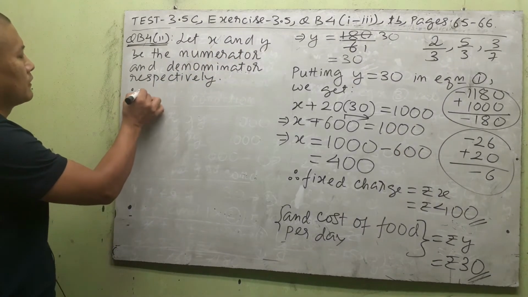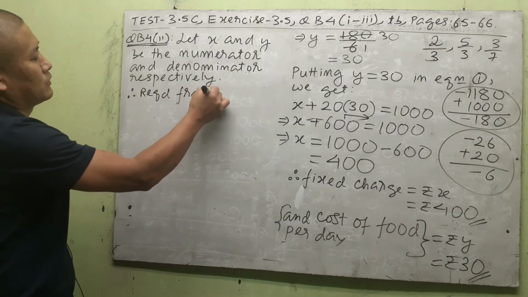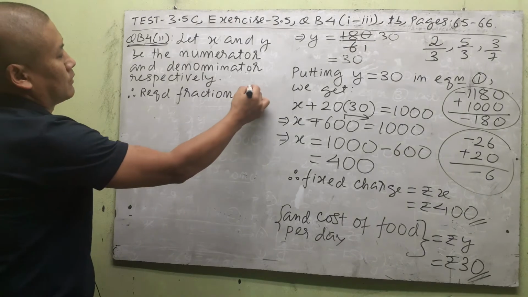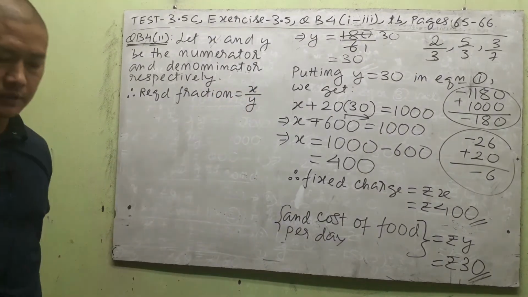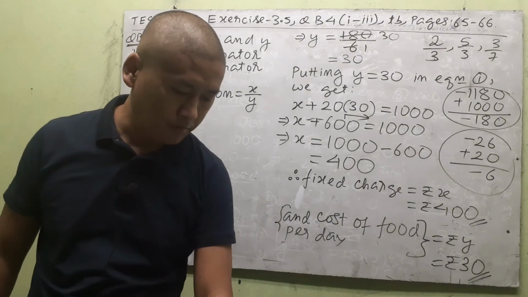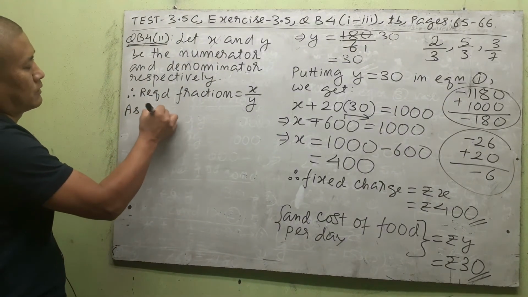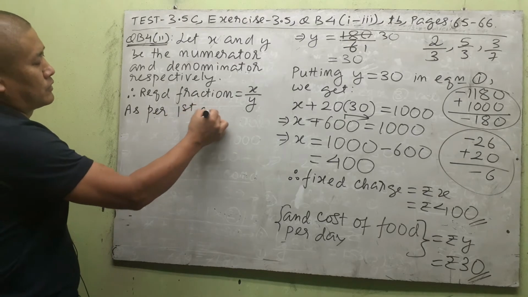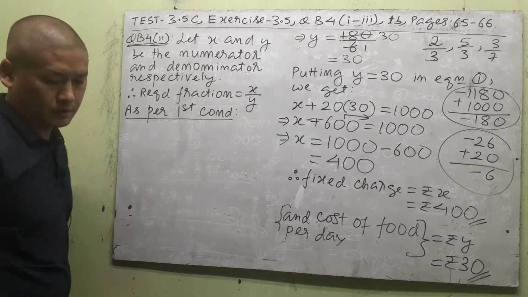So they are saying find the fraction. The required fraction that we need to find out: we find x and y separately and finally divide x by y, is what the question is asking. Now, as per the first condition, let me read the question.